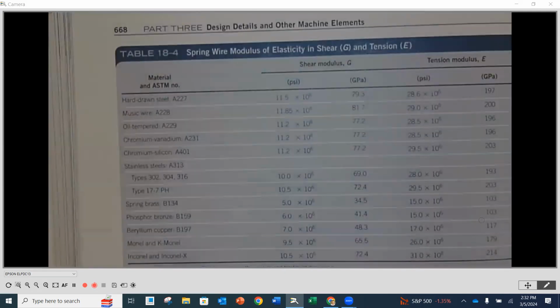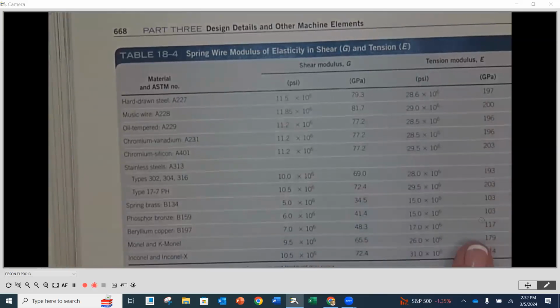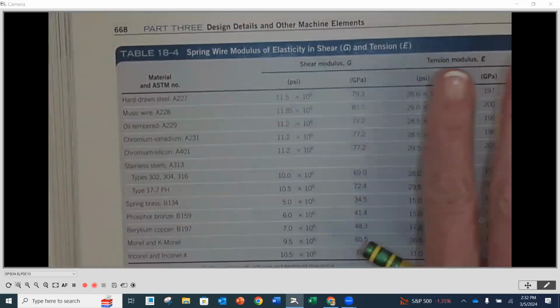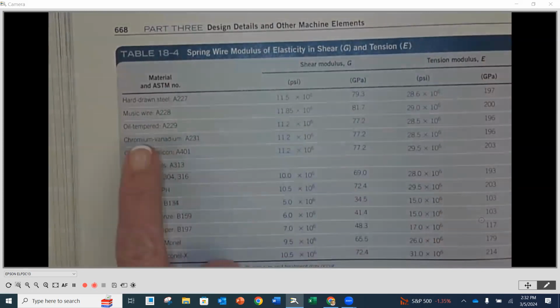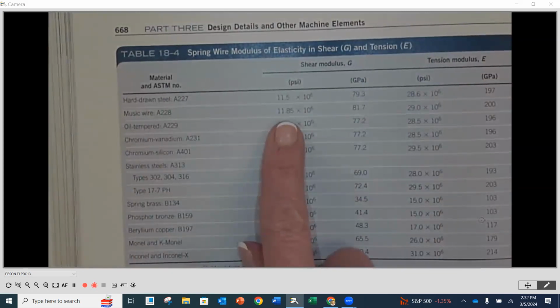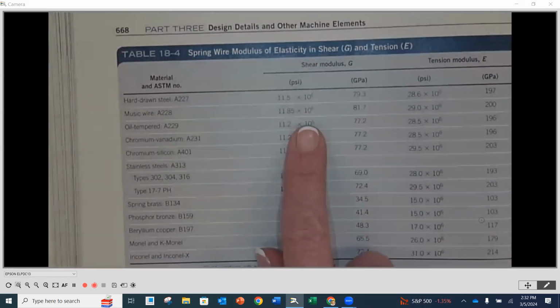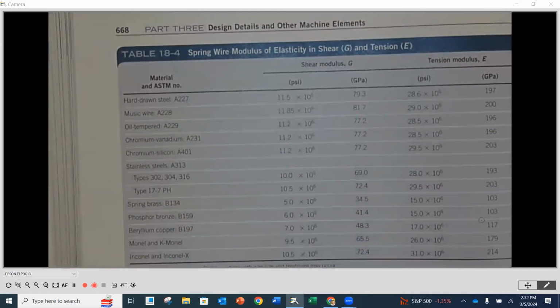And here is where we have materials and their shear modulus and their tensile modulus. The tensile modulus we're not worried about. We want to know what the shear modulus is. And here is our music wire, 11.85 times 10 to the 6th PSI. So again, they didn't give it to us, but we had to find it on the chart to determine that it was music wire. And now the music wire has this as the G.